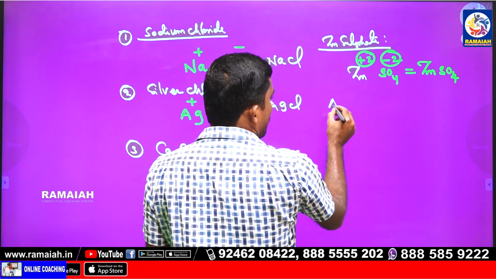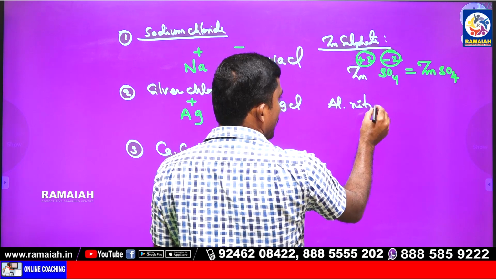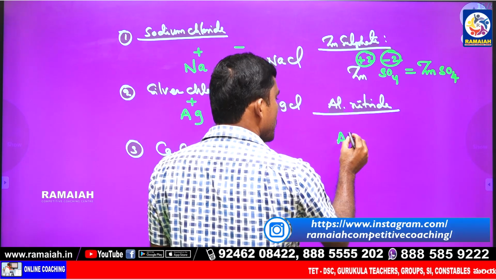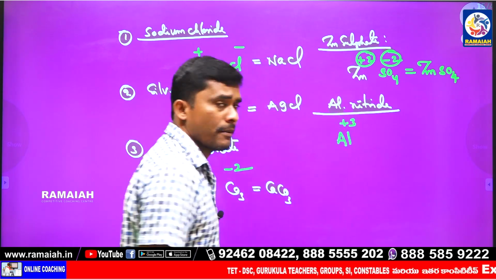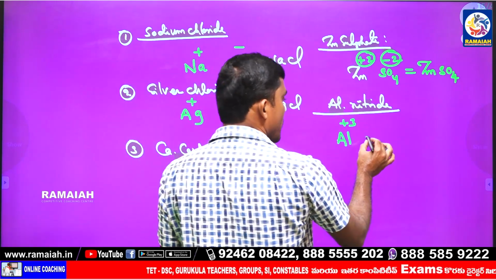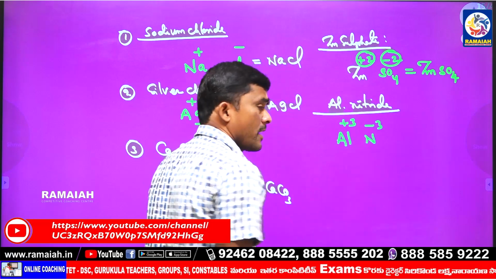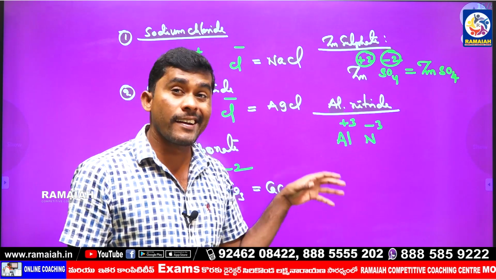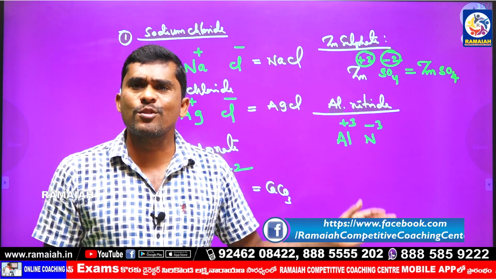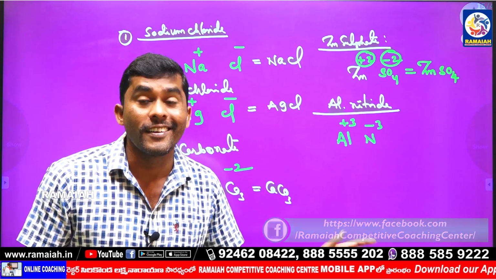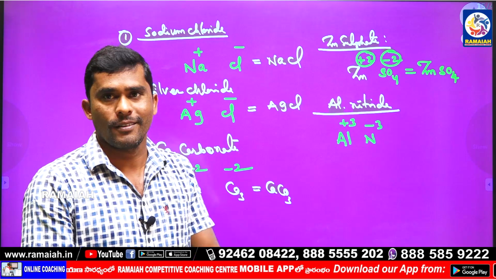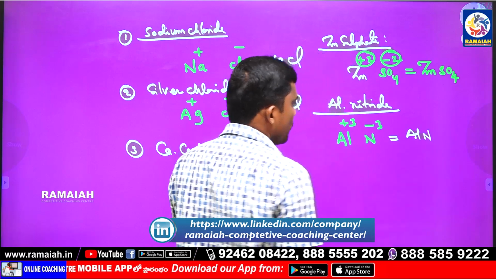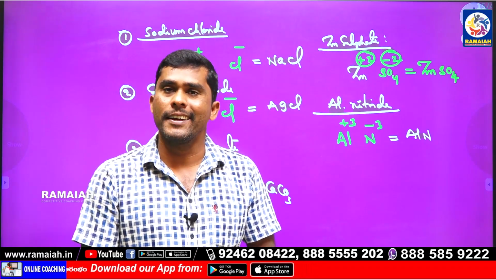So aluminium nitride. What is the formula of aluminium? Aluminium is Al plus 3. Nitride is N minus 3, not to be confused with nitrate NO3 minus or nitrite NO2 minus. Here the charges are equal, so that is the formula of the compound. So what is the formula here? AlN. It is the formula for aluminium nitride.